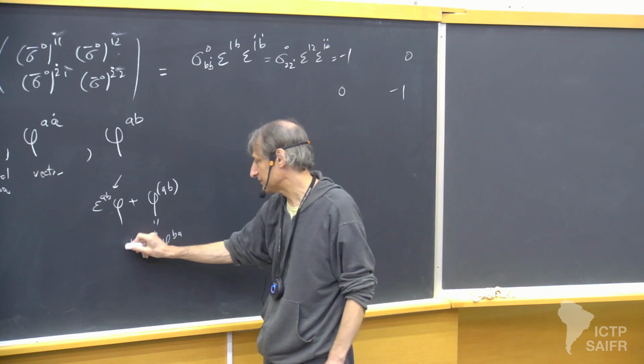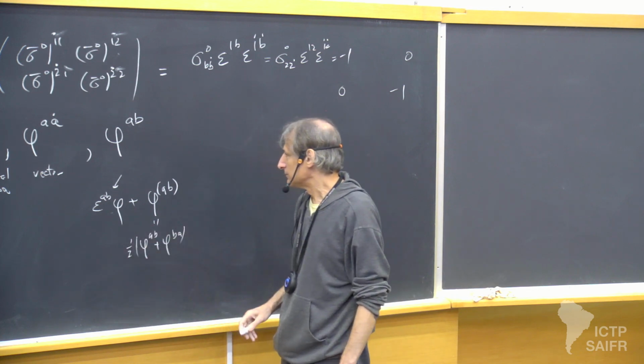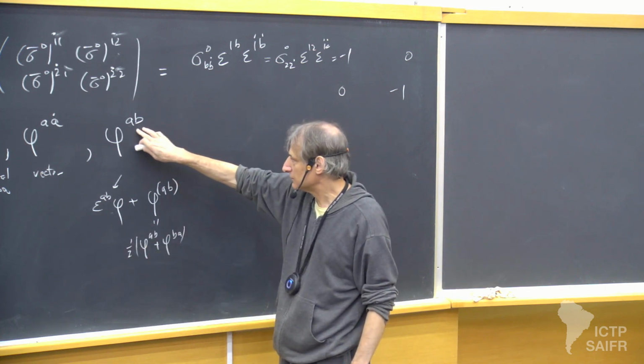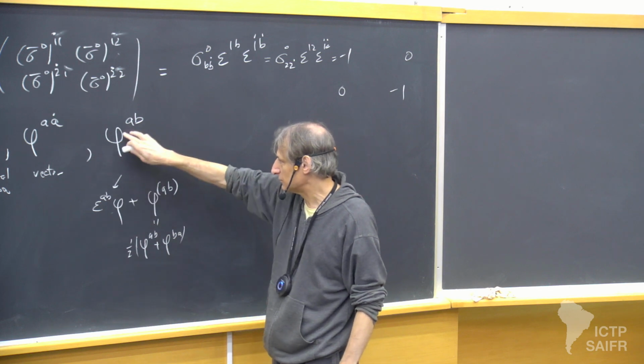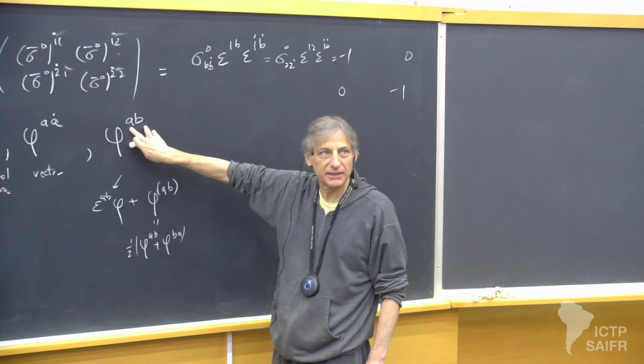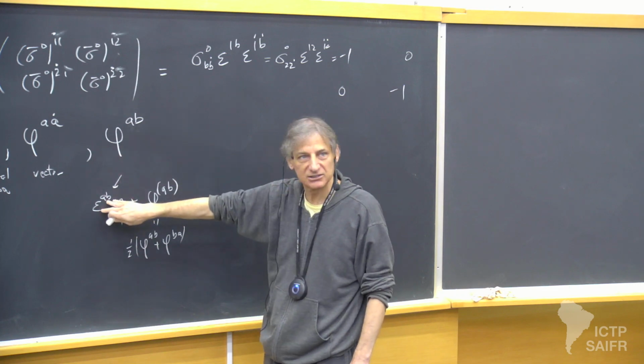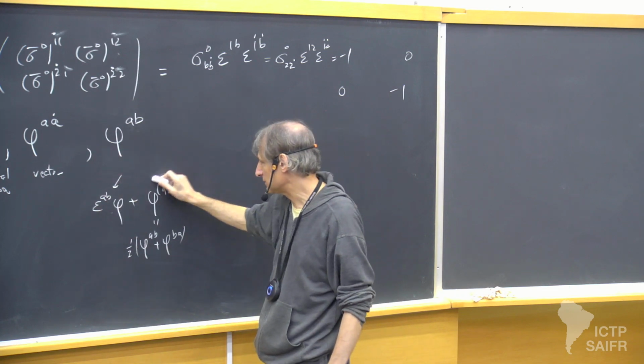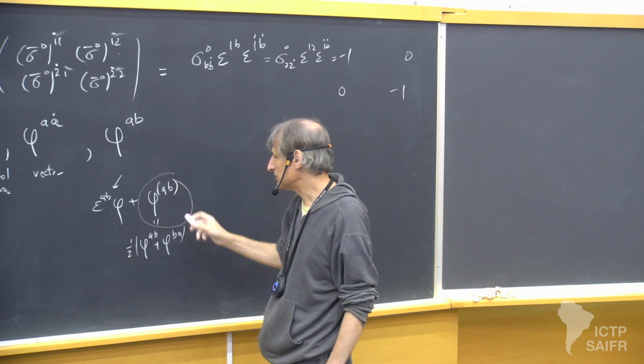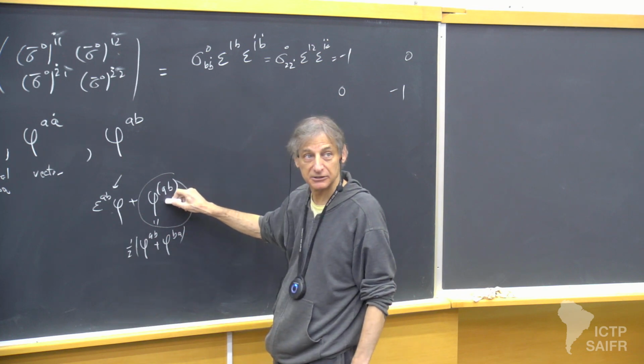So let's put a half here. So this thing has 4 independent degrees of freedom because A and B go from 1 to 2, but one of them is antisymmetric. So this object, instead of having 4 degrees of freedom, has only 3 degrees of freedom. Right?